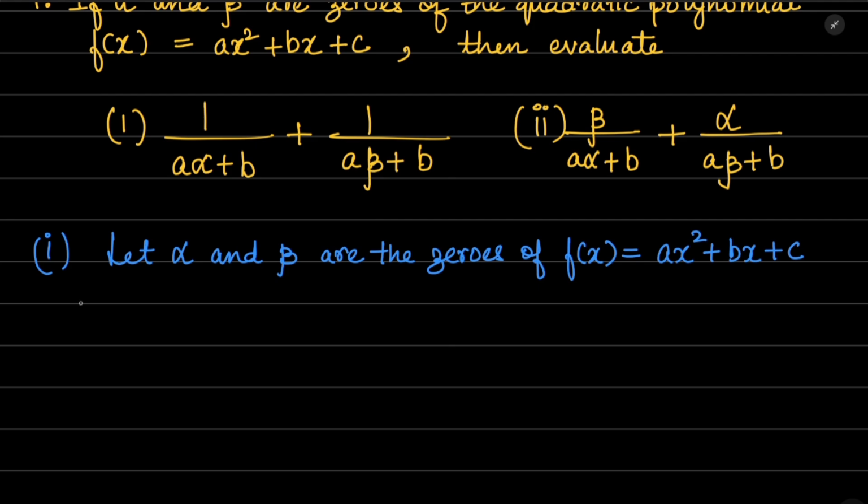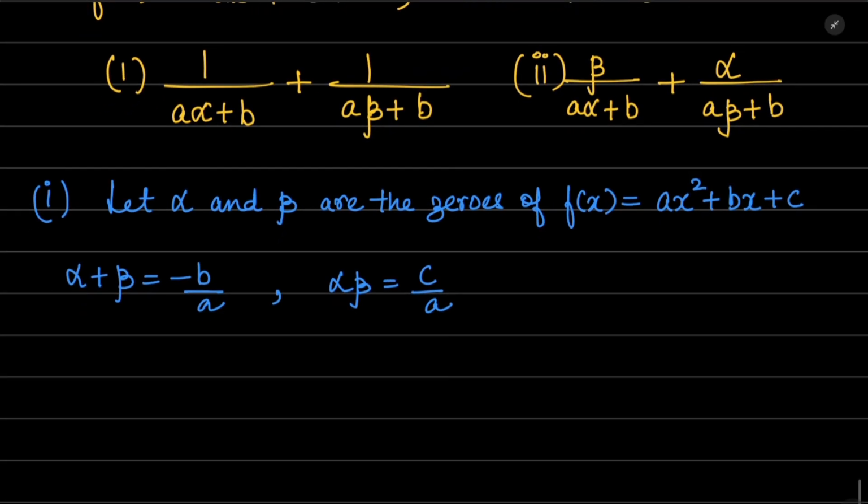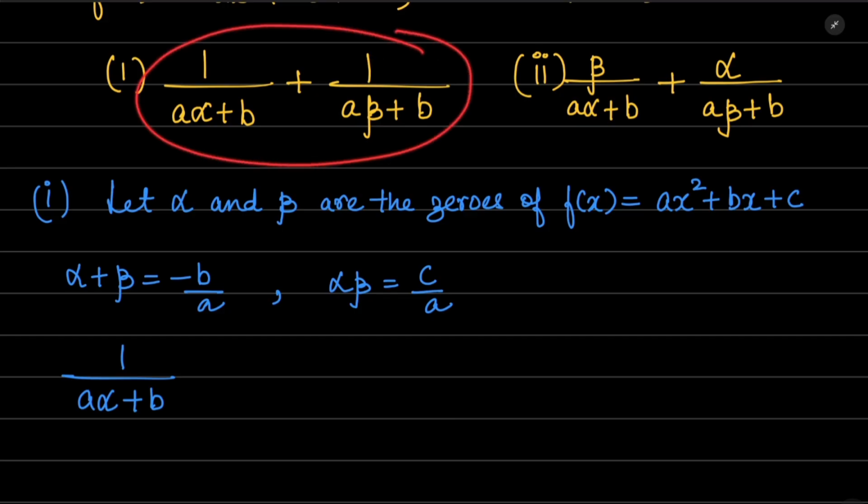Okay, so the minute you have your quadratic polynomial, get the sum of the zeros, alpha plus beta equal to minus b by a, absolutely no change in it, and alpha beta, the product of the zeros, is equal to c by a. Okay, now what you are asked is, write the question as it is. 1 divided by a alpha plus b. I'm just writing the given question. This is the first question and then we will solve the second one.